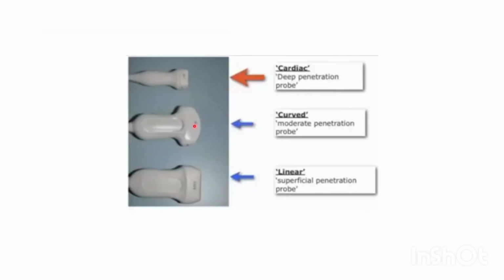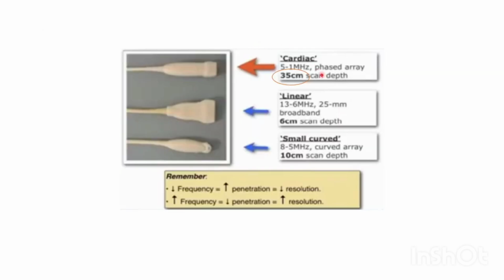So cardiac probe, curved probe, and linear probe. Cardiac probe typically goes from 6 centimeter up to 35 centimeter depth, whereas the linear probe, for vascular, can go only up to 6 centimeter. So the general rule is, lower the frequency, more the penetration. But you have to compromise on the resolution. Your resolution will be less.